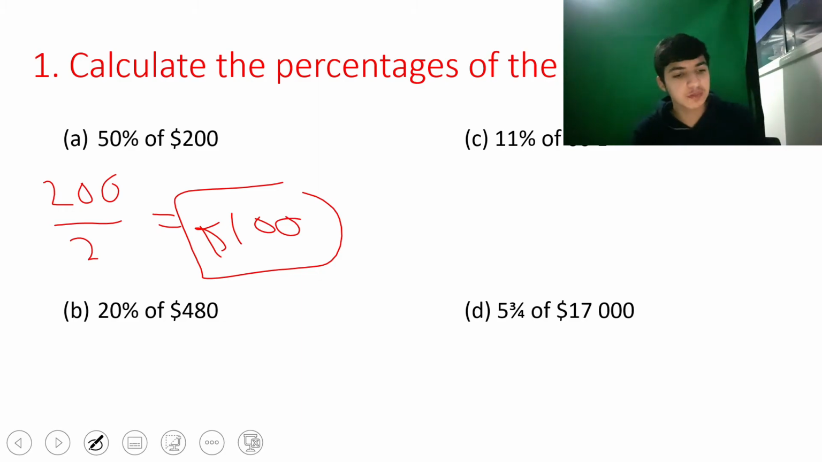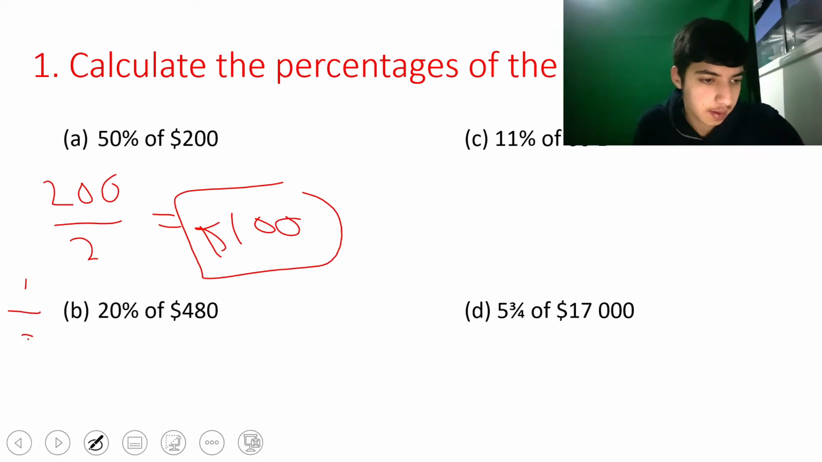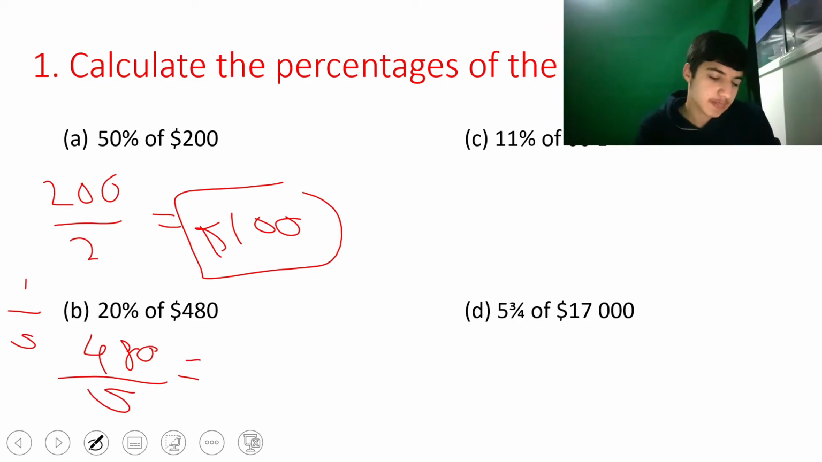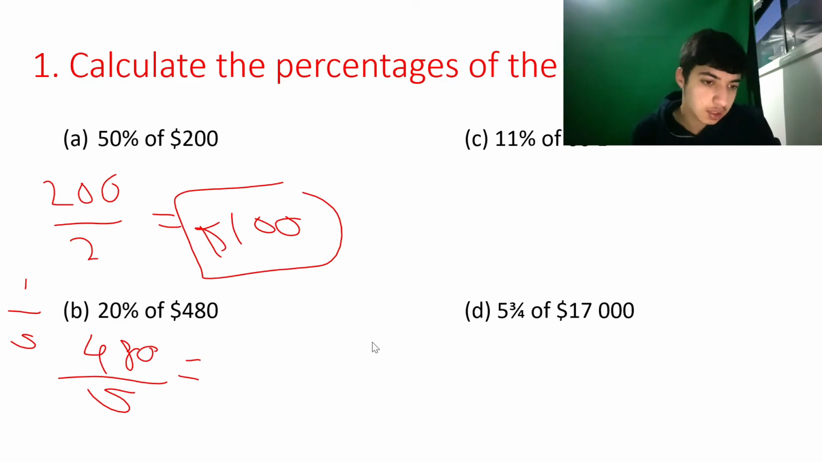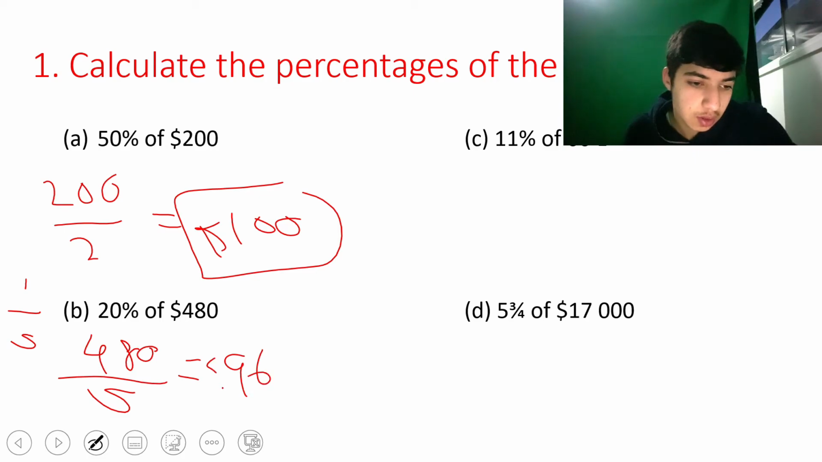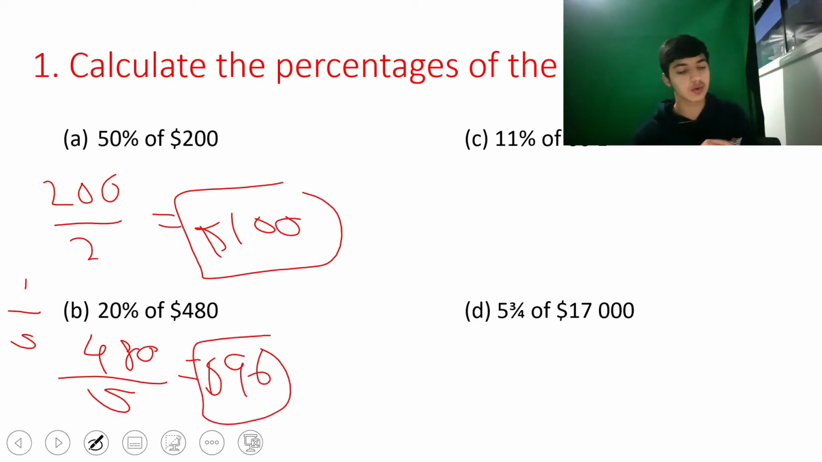Okay, now for B, 20% of 480. This one is a fifth, since every 20% times 5 equals 100%. So it's going to be 1 over 5. So we have 480 over 5, so 480 divided by 5 equals $96. So that is 20% of 480. If you guys are doing well so far, then I'm really happy.